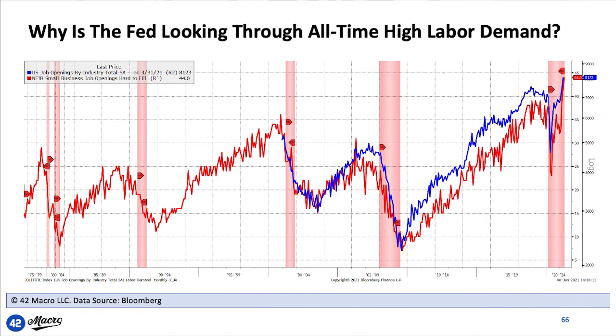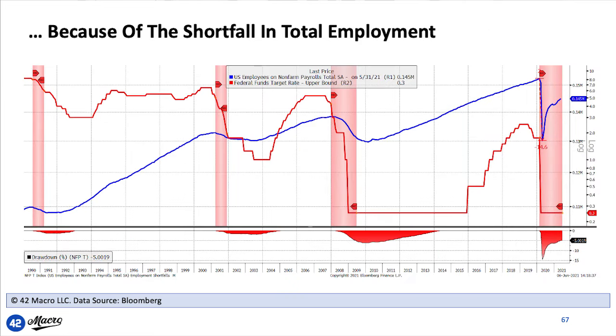On slide 66. So why is the Fed looking through all-time high labor demand? This is JOLTS. The blue line is JOLTS, and the red line is the NFIB job openings hard to fill survey. Obviously, both making all-time highs in the most recent month. Slide 67. It's because of the shortfall in total employment. We're still down. If you look at total non-farm payroll, it's still 5% off the peak. It's like, what?